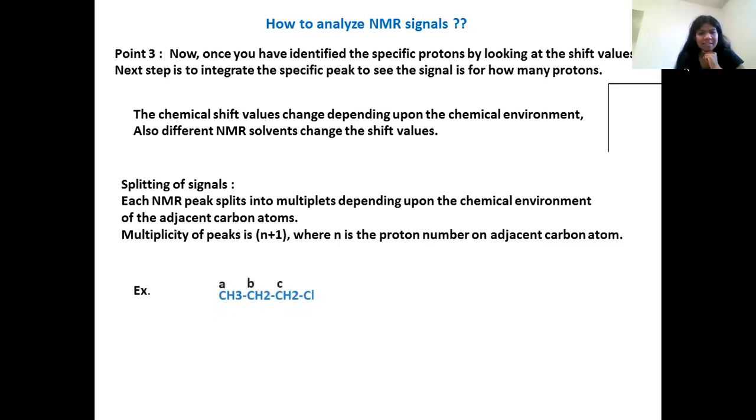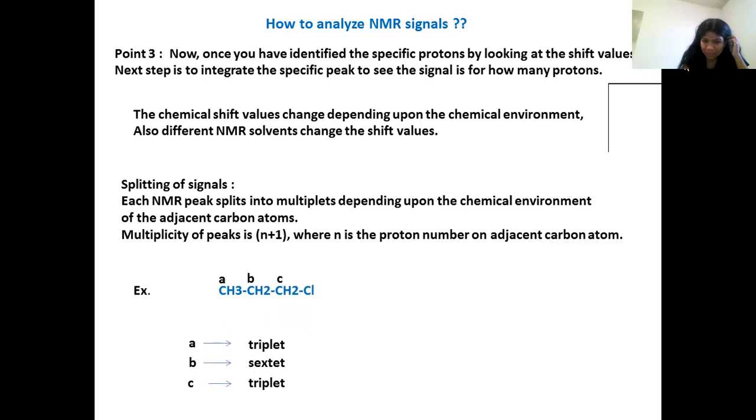Let's take a very simple structure, CH3, CH2, CH2, Cl. We have three different types of protons here. Now let's take this A. It has 3 protons attached to it, and the adjacent carbon atom has 2 protons attached to it. From this n plus 1 rule, for these A protons, the splitting of the signal will be 2 plus 1, so it will be a triplet.